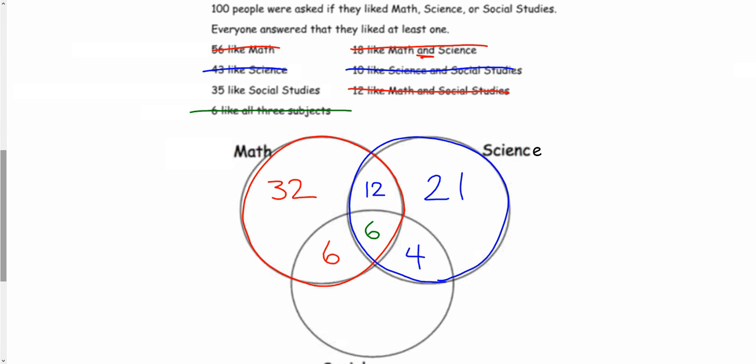And then the last circle has to have 35 people in it. There's already 14 showing. Just kidding, 16 showing. So if I subtract that, 19 people. So that's how you fill out a Venn diagram. The next thing we're going to do is read stuff out of a Venn diagram and start calculating probabilities.